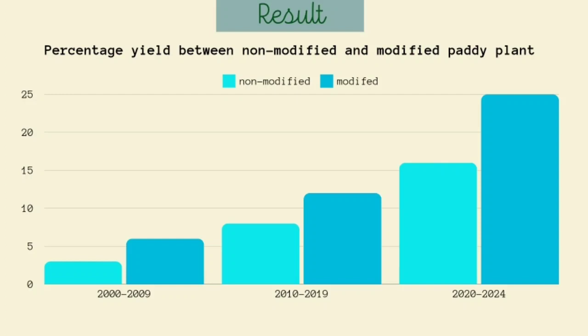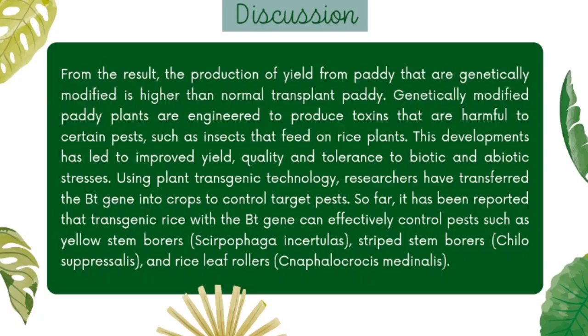As a result, it showed that the modified yield has a high production of yield that can reduce the rate of yield shortage in countries that have a food crisis, such as the Central African Republic. From the result, the yield from paddy that is genetically modified is higher than normal transplanted paddy.